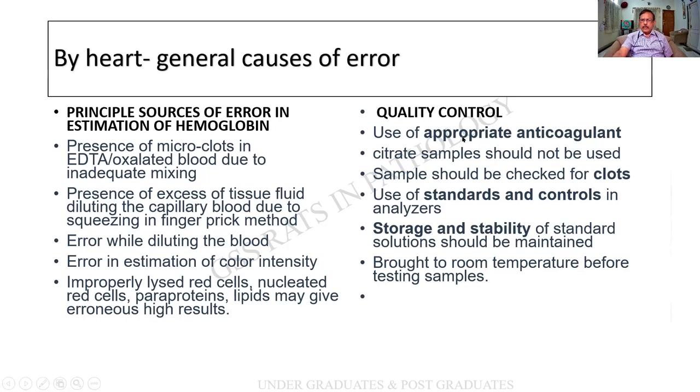And what are we supposed to do? There has to be a standard, appropriate anticoagulant. Citrate samples should not be used; that is used for blood banking. Samples should not have clots, and that should be ruled out. Standard and control should be used for the analysis. They should be run almost every day. Storage and stability should be verified. And all the reagents and the blood must be brought to room temperature before testing the sample for hemoglobin.